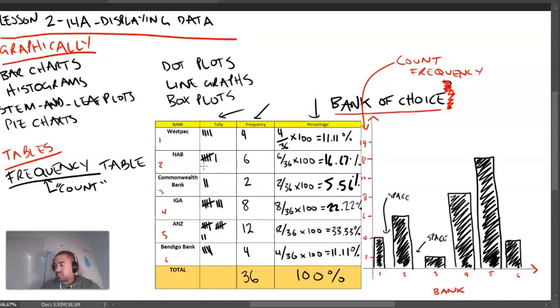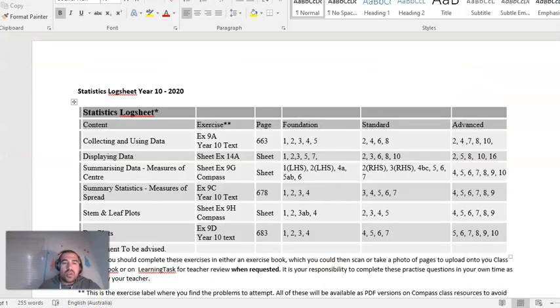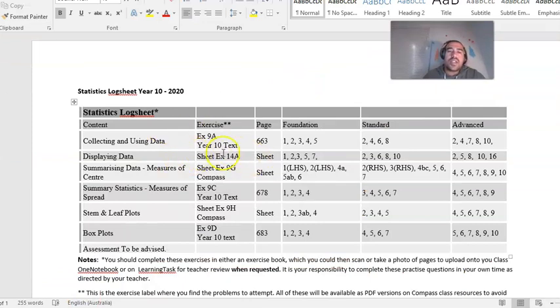So, what you guys are going to do is check your log sheet and make sure that you are not using 14C, but rather 14A, and you can go ahead and choose Foundation, Standard or Advanced Questions. And that concludes displaying data.